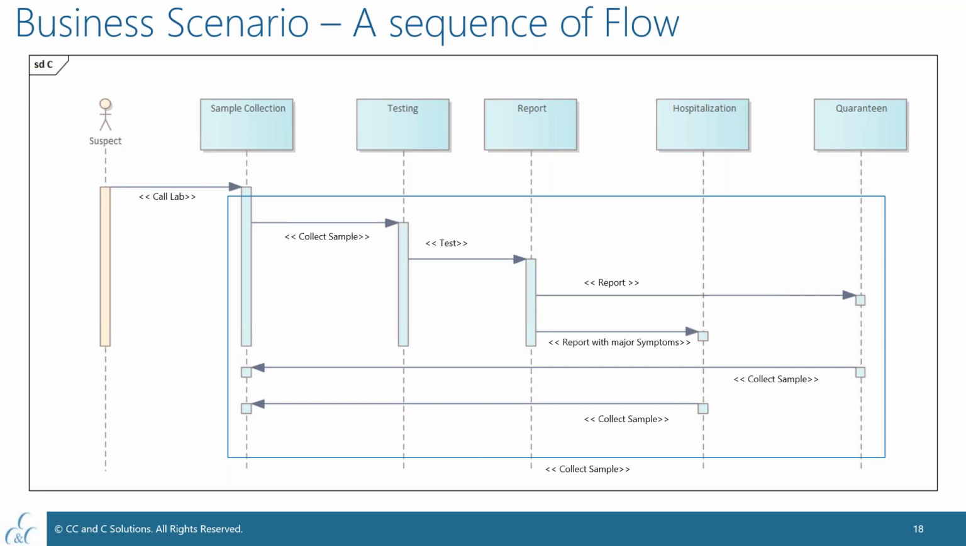So to represent this whole flow, we are using this particular business scenario. Now this can be used even at the first time to capture requirements, or it can be used afterwards after detailing the requirements. And here also we are using the sequence flow section of Sparx EA.